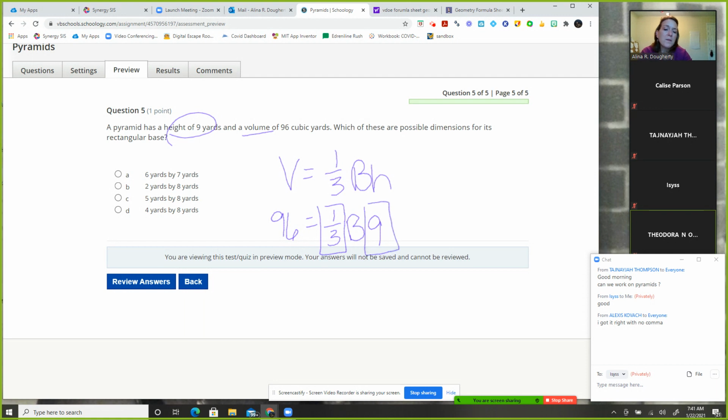We're going to multiply 1/3 times 9 and get 96 equals 3b, because 1/3 of 9 is 3. And then we're going to divide by 3 and divide by 3. So the area of that base has to be 96 divided by 3. That's 32. So now the question is, which of these could be the area of the base? I know I've got a square base or a rectangular base. I know the area has to be 32. So what do I have to do to the length and the width?